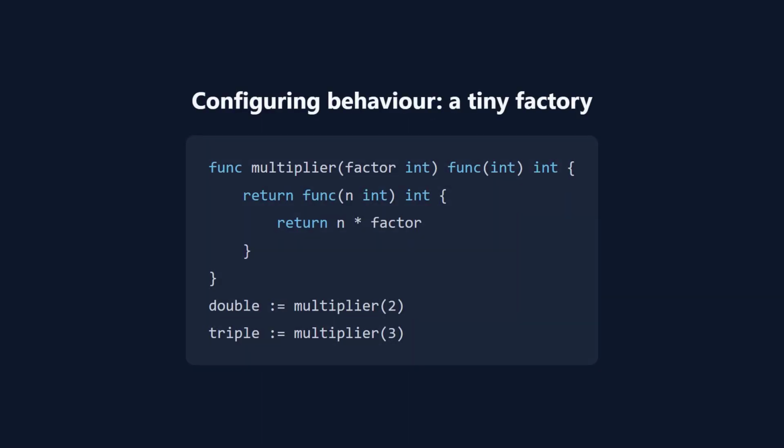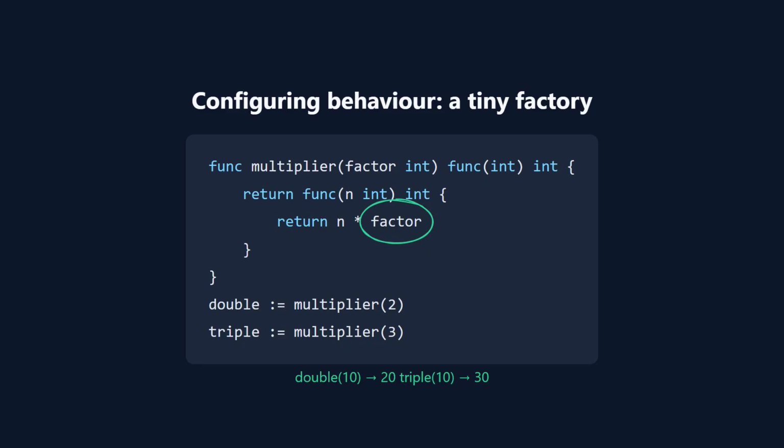And this is the most common practical use, a function that builds a specialized function. Multiplier takes a factor and returns a function that multiplies by it. The returned closure captures factor. That is the whole trick. So double is multiplier of 2, and triple is multiplier of 3. Double of 10 is 20, triple of 10 is 30. Same code, different captured state. You have just written a tiny factory in 5 lines and with no classes involved.